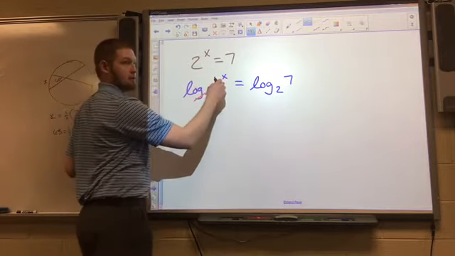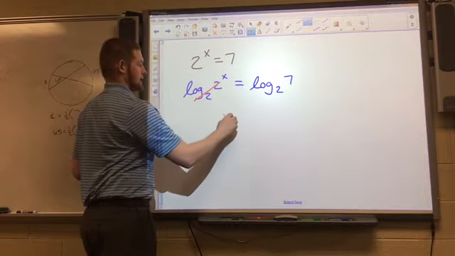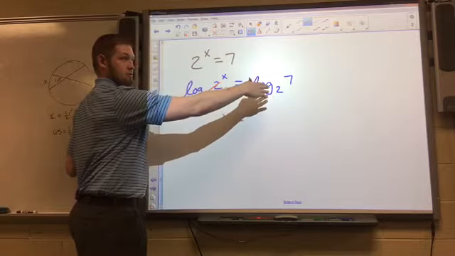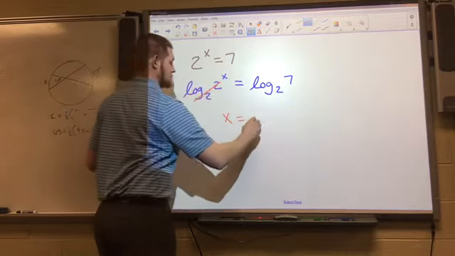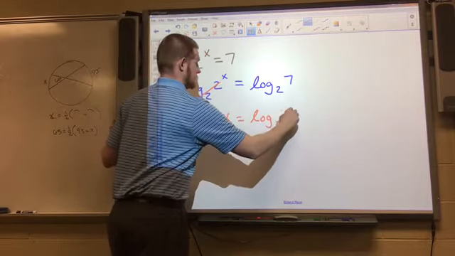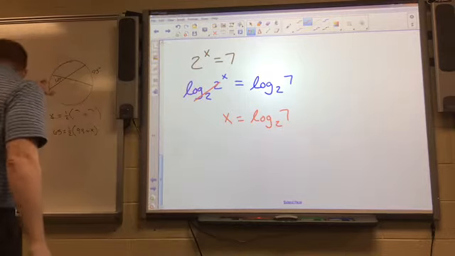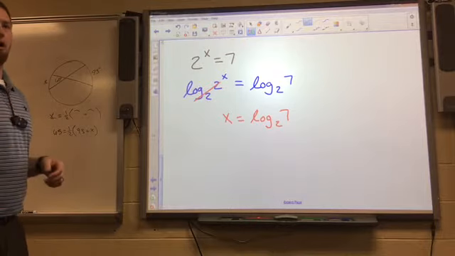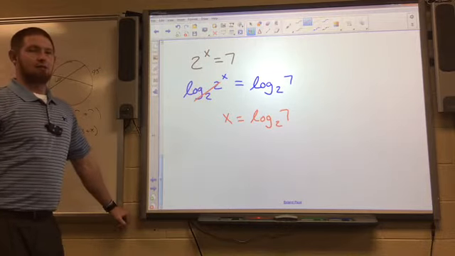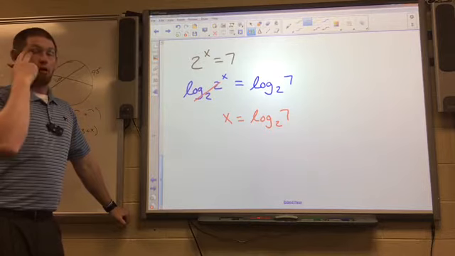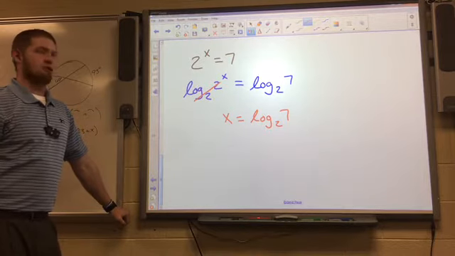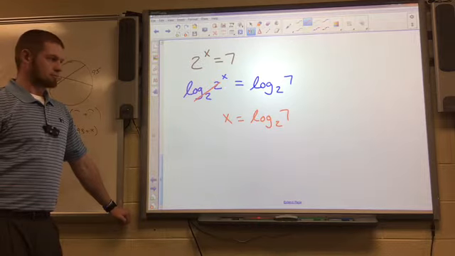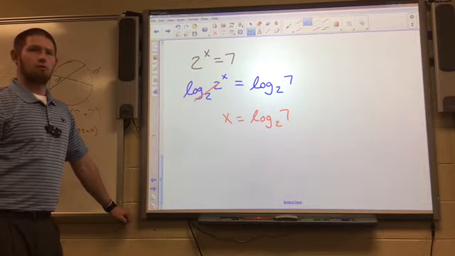I get what on the left side? x equals, can I mess with this? Do I know what that is? I don't know what that is. But in the last lesson, we learned a formula that allowed us to solve any logarithm that we ever came across. What was it called, though?